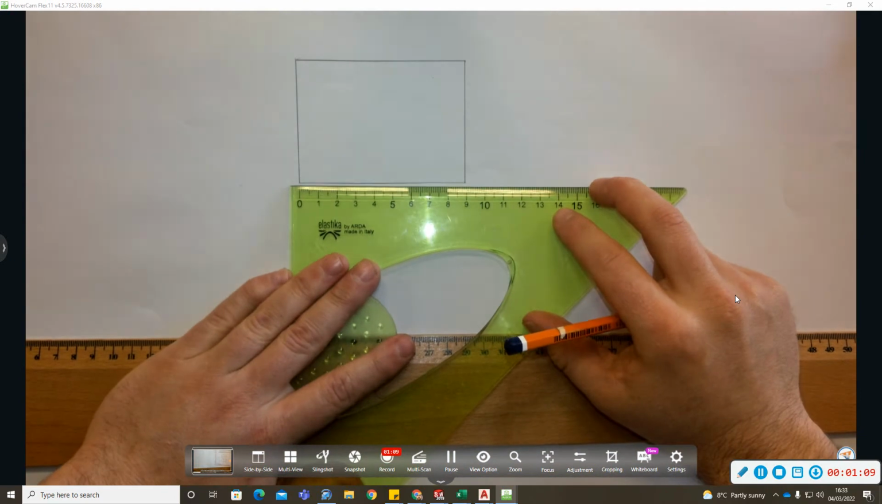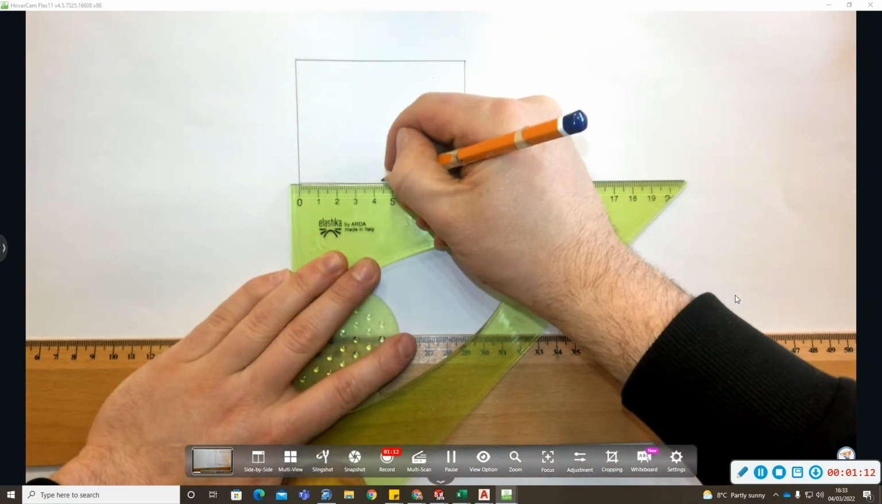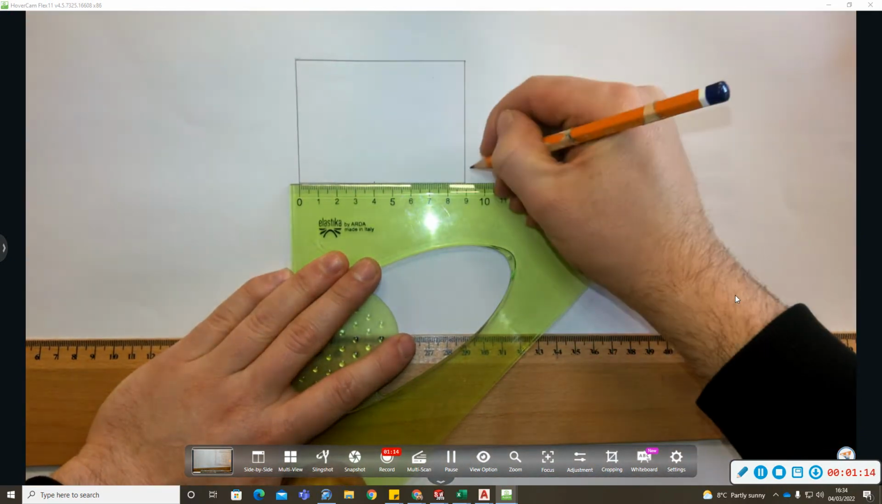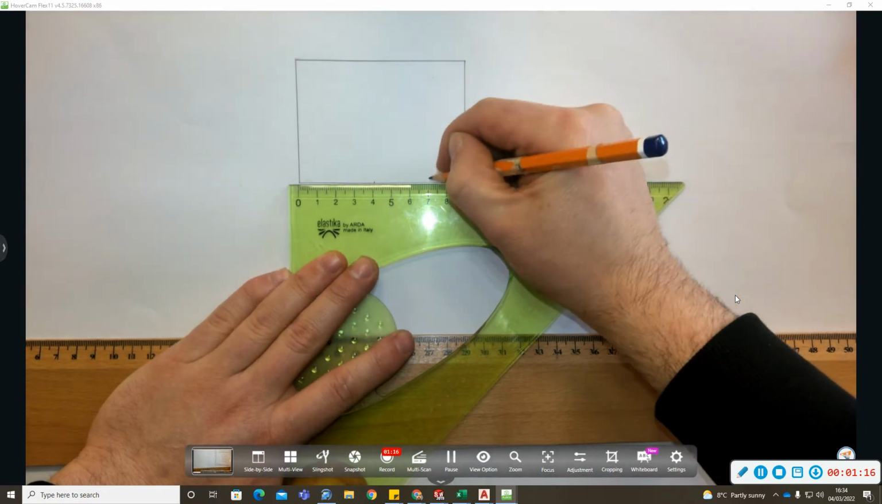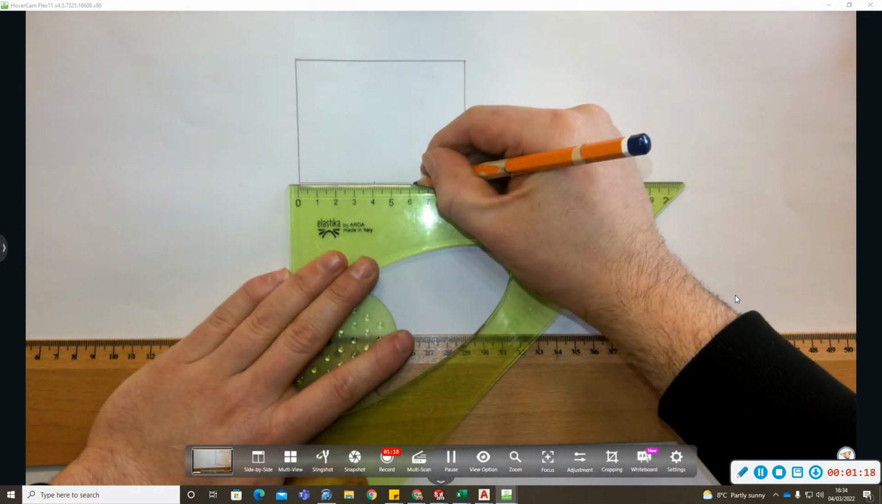Okay, 40 millimeters for the ridge here, and then 27 in here. Okay, for the hidden detail line.